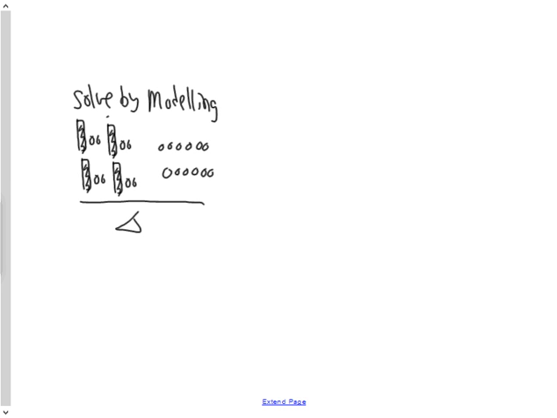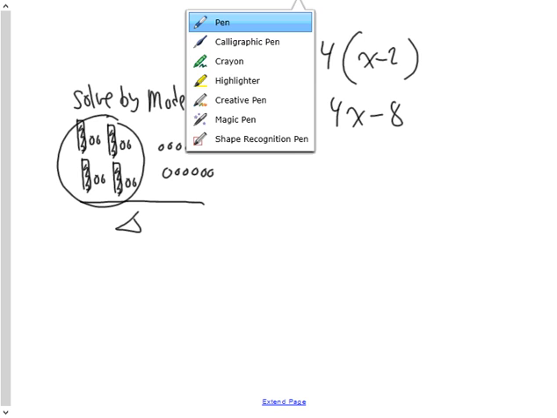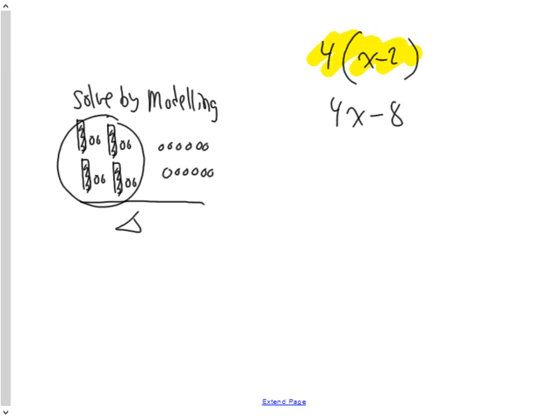Question number, whatever this is, solved by modeling. And what this is asking you to do is it's asking two things. So what this says that I circled, it's two things. It is 4 groups of x minus 2, or you could say it's 4 x's and it's minus 8. What I've circled, or what's on that left-hand side, is both of those things. It's this, I'll highlight it, and it's also this. They're both the same thing.